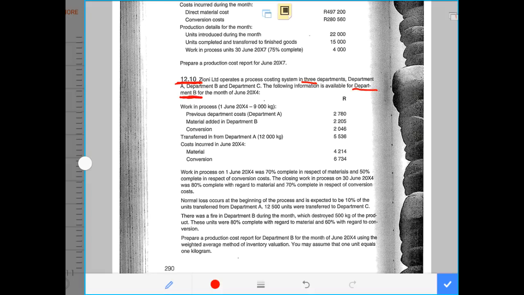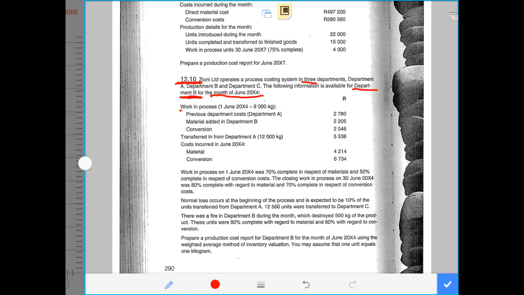That means there might be some receipts, or material, or product, or work in process received from Department A into Department B. So there might be a receipt from the previous process, Department A to Department B, and this is for Department B, the month of June in the year 2004.